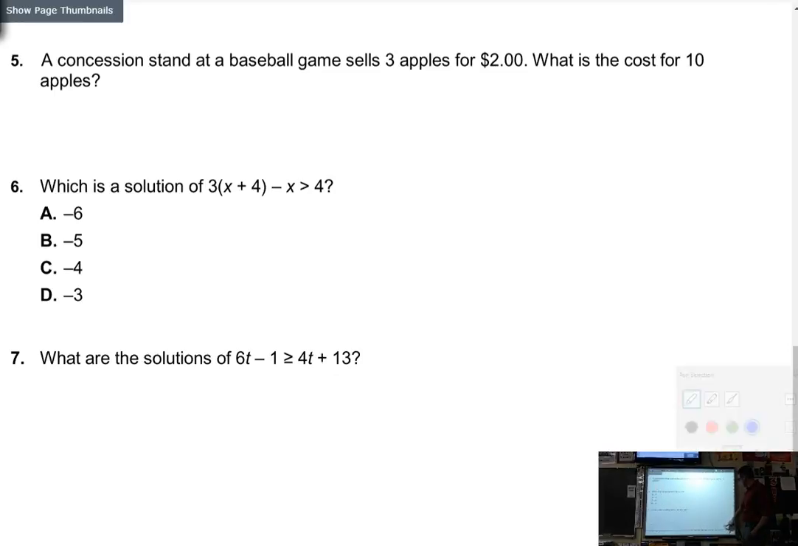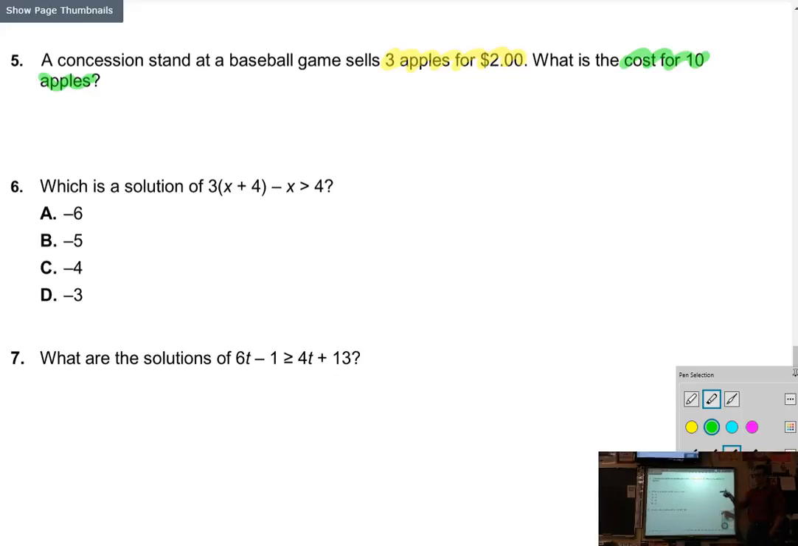So now what we have in this next problem is a concession stand sells 3 apples for $2. What's the cost for 10 apples? And we're assuming that the cost stays the same. So this is one of those tricky situations. Or like at the grocery store, if they say 2 liters are 2 for $3, well no, 2 for $3 doesn't work, like 5 for $3, or weird things like that.